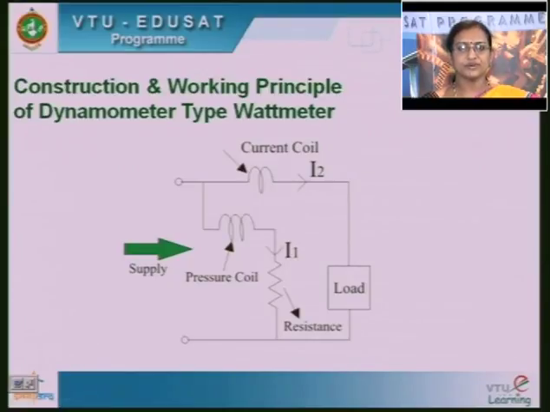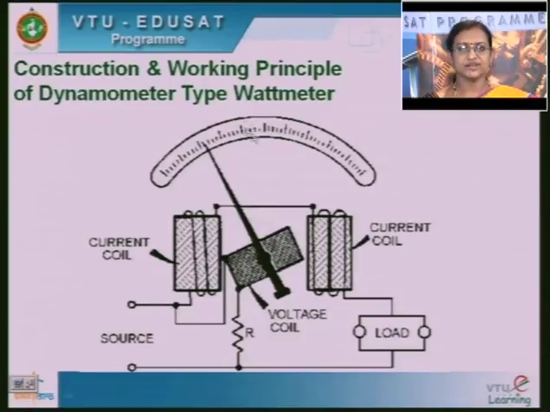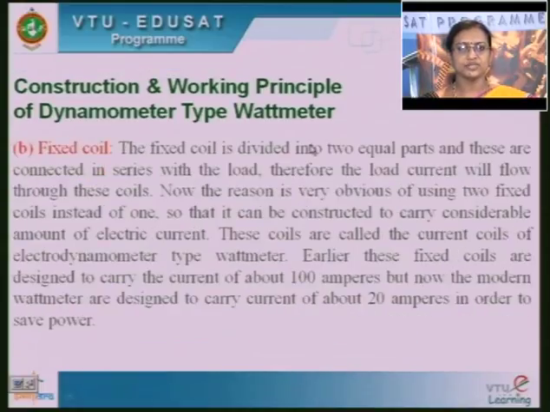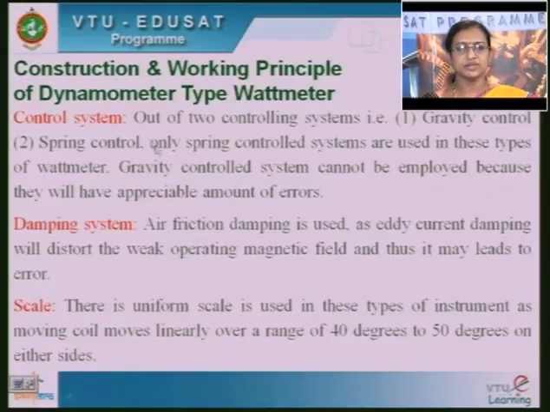I already told you that if you do not control this deflection properly through the spring torque or controlling torque, we will get error. So that's why we are using this control system. You can use gravity control or spring control. Usually we use spring control in the case of wattmeters, because the gravity control system cannot be employed as it has appreciable errors. I explained both types in the last class, that is gravity control and spring control. In this particular case, we are going to use spring control.